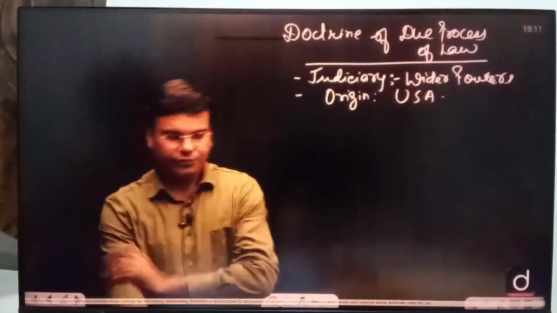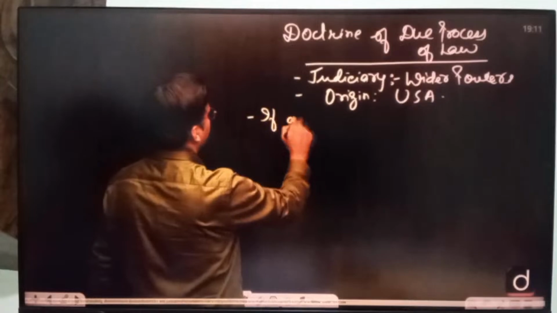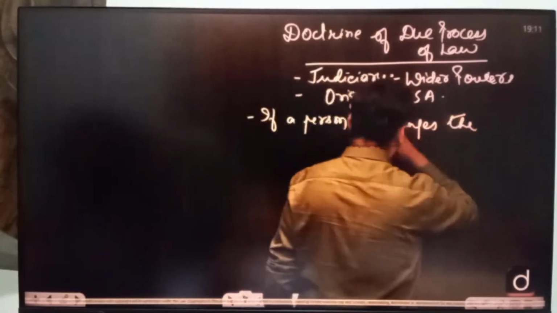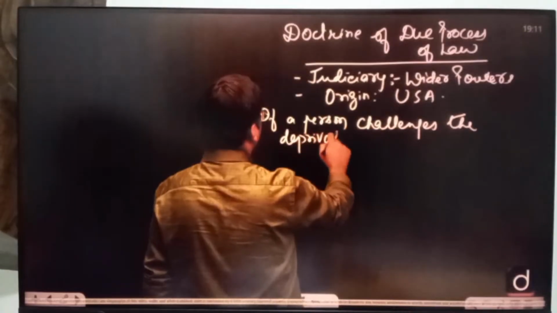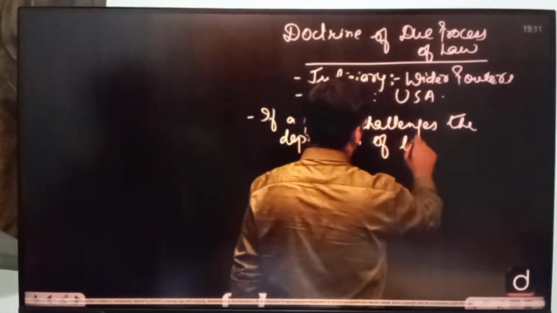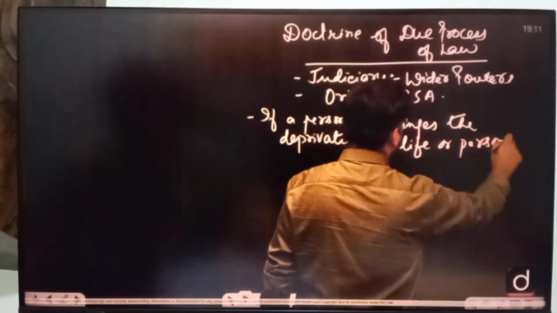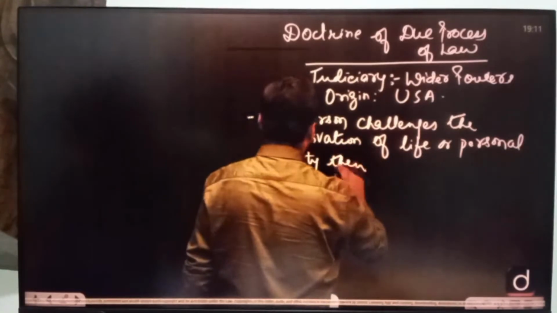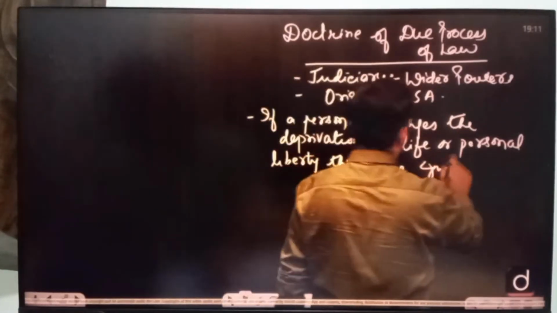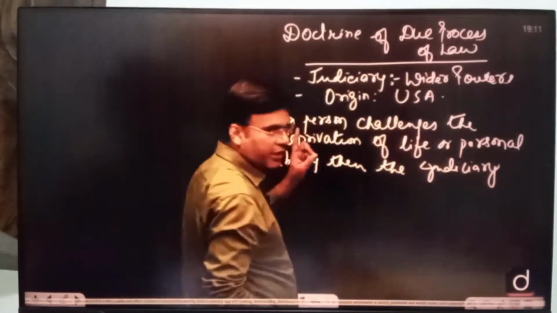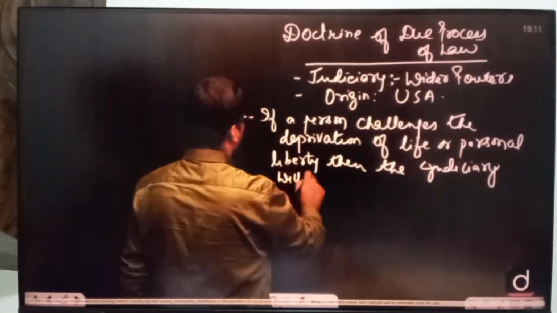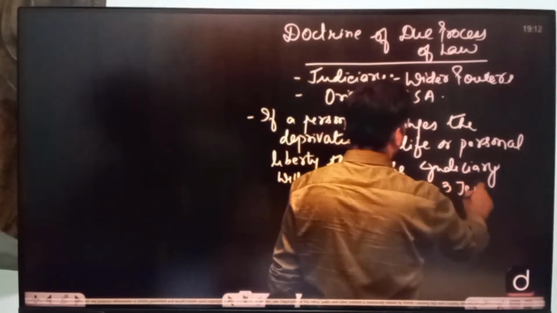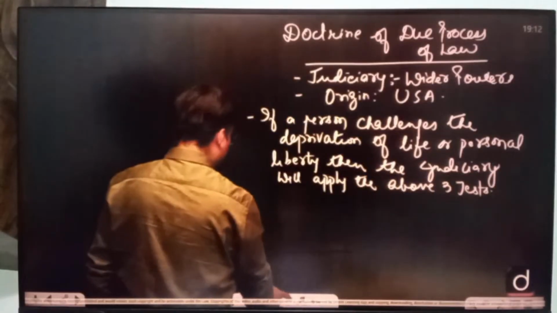Now, suppose if a person challenges the deprivation of life or personal liberty, then the judiciary, जो 3 टेस्ट हमने लिखे हैं वो तीनों टेस्ट अप्लाई करेगा. Judiciary will apply the above 3 tests.